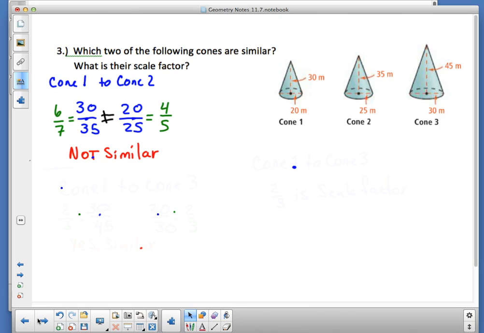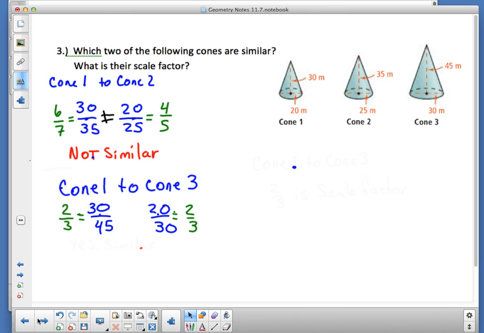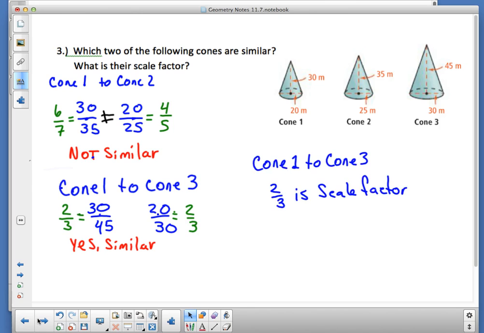Now I'm going to compare cone 1 to cone 3. Cone 1 is 30 and that's 45 for cone 3, 20 to 30, and those are the two values I'm checking. Well, I reduce them here, 2/3 and 2/3. Well, gosh, they're the same value. Consequently, my conclusion is that they are similar. And I'm going to answer the question. They say, which two of the following cones are similar? The answer is cone 1 to cone 3. What is their scale factor? 2 to 3 is their scale factor. That's how I make the determination.